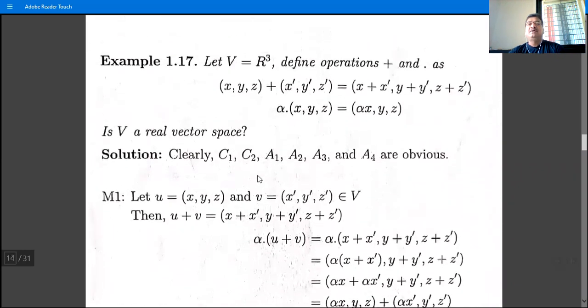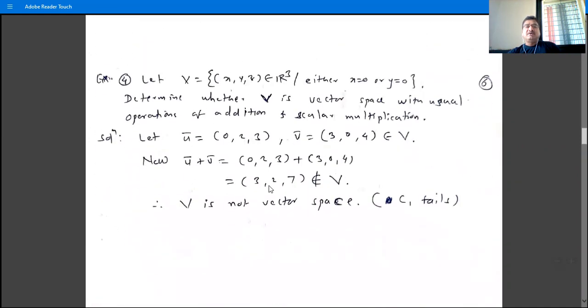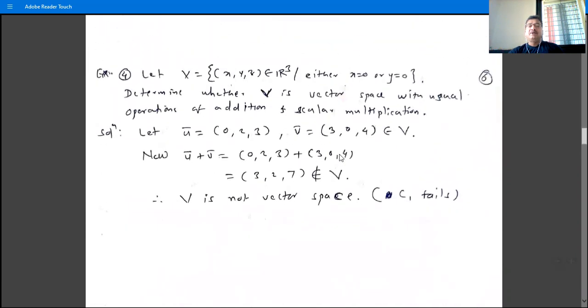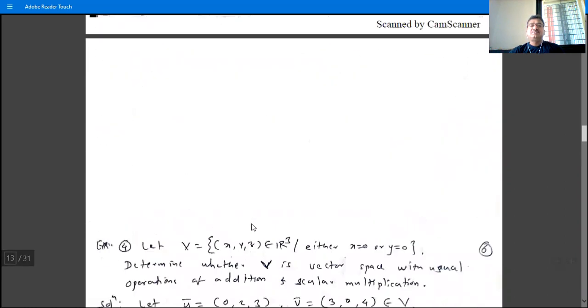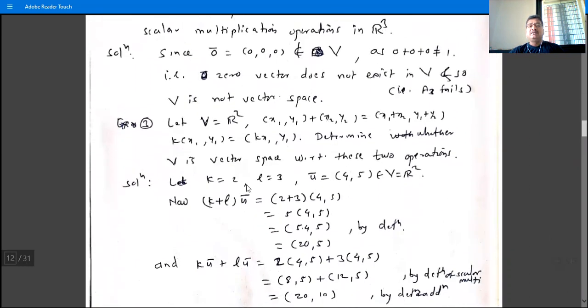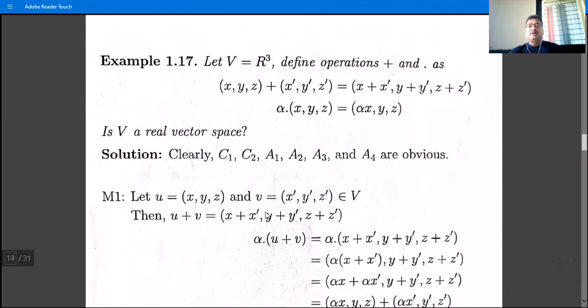So another example: let V be R3, and define addition and scalar multiplication, that is plus sign and dot, as this. This is the usual addition, and this is not the usual scalar multiplication. Alpha times (x, y, z) is (alpha x, y, z). Is V a real vector space? So again, we have to give the answer like this. This earlier problem is for R2, and this is the problem for R3.